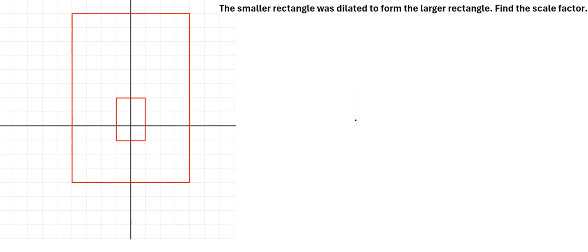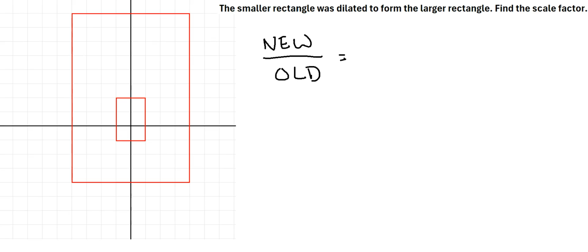All right, let's try one more example. This one says the smaller rectangle was dilated to form the larger rectangle. Find the scale factor. So once again, to find the scale factor, we'll use the formula, the new figure divided by the old figure. So in this case, we're saying the smaller rectangle was dilated. So we'll call the smaller rectangle the old figure, and we'll call the large rectangle the new figure. So that it's the result of the dilation.